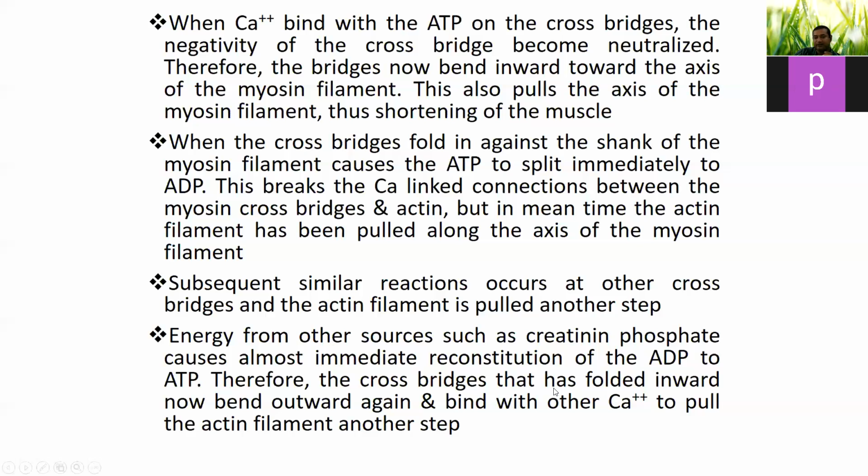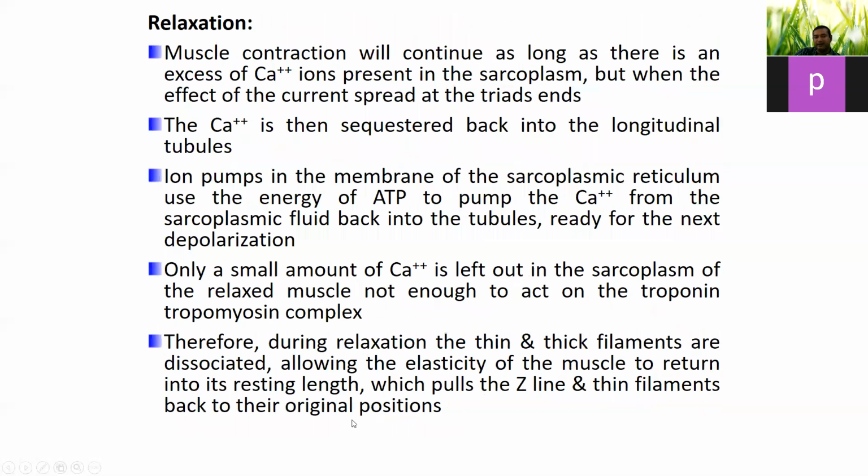The cross bridges that folded inward now bend outward again and bind with other calcium ions to pull the actin filament to the next step. So this is the ratchet theory. Regarding relaxation, muscle contraction continues as long as there is an excess of calcium ions present in the sarcoplasm. But when the effect of the current spread ends at the triads, the calcium ions are sequestered back into the longitudinal tubules.